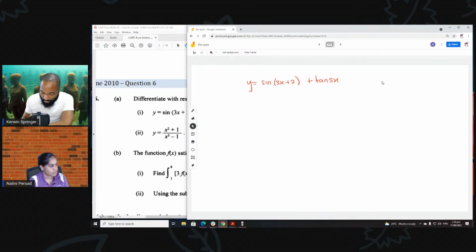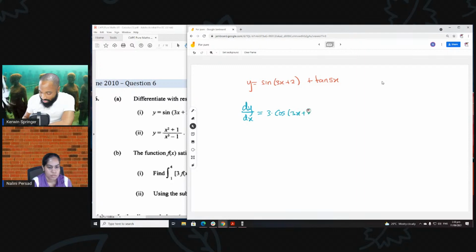So what we want is dy/dx. This is going to be equal to, when we differentiate sine, we get cos. But before we do that, we should be examining the brackets, because we have to multiply by the differential inside the brackets. The differential of 3x is just 3, so there's going to be a 3 out here, multiplying by the cos of this.